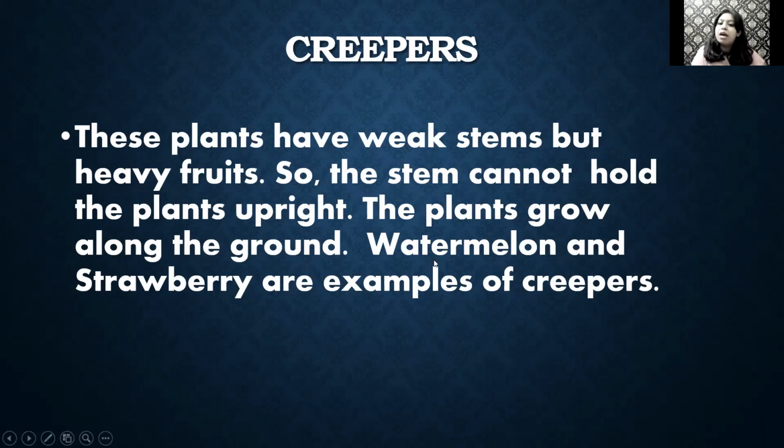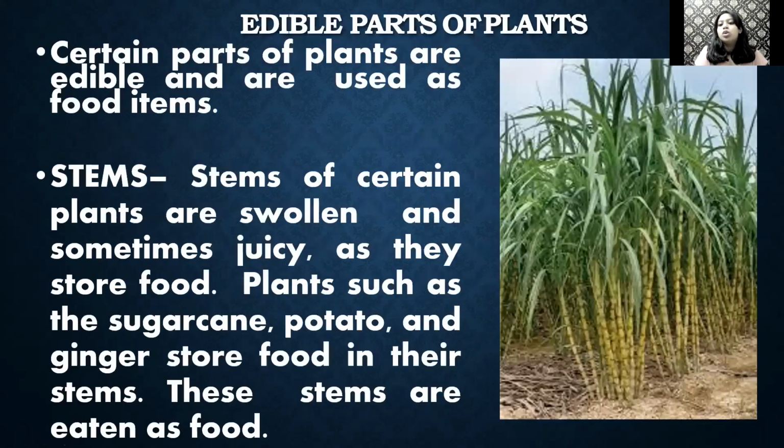So, what are the examples of the creeper plants? Watermelon and strawberry. Very good. Now we're going to see edible parts of a plant. That is, parts of a plant that we can eat. So another word for plants that we can eat are known as edible. Certain parts of the plants are edible and are used as food items.